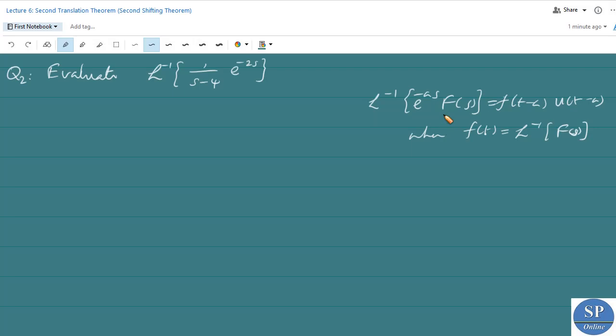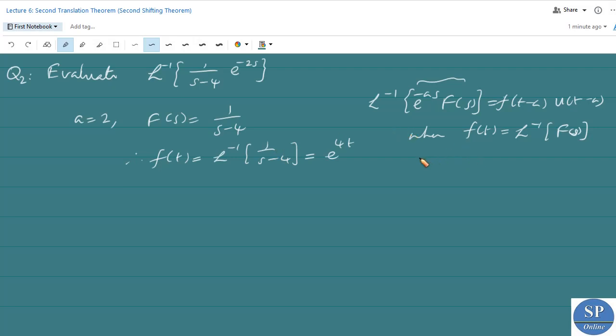So here we have to find the inverse Laplace transform of 1 by s minus 4 into e power minus 2s. So comparing to this, we have e power minus as is equal to e power minus 2s, so a equal to 2 and F of s is equal to 1 by s minus 4. So since F of s is equal to 1 by s minus 4, we have f of t equal to L inverse of this F of s, that is 1 by s minus 4, which is nothing but e power 4t. We know the Laplace transform of e power 4t is equal to 1 by s minus 4.